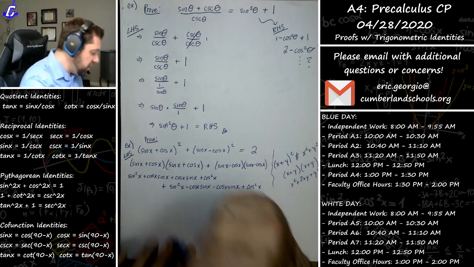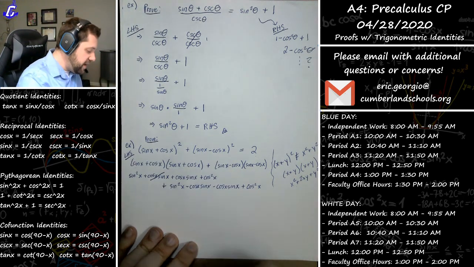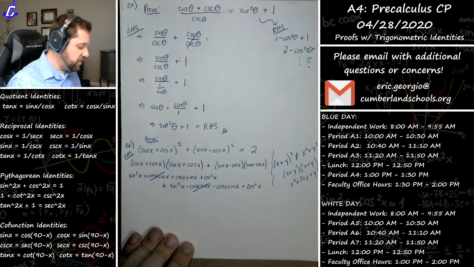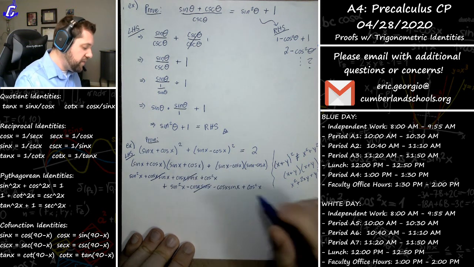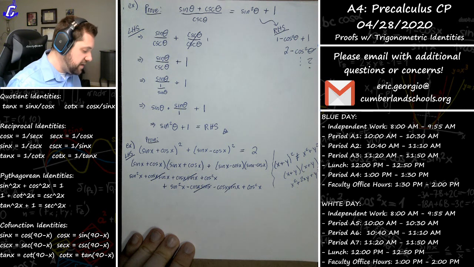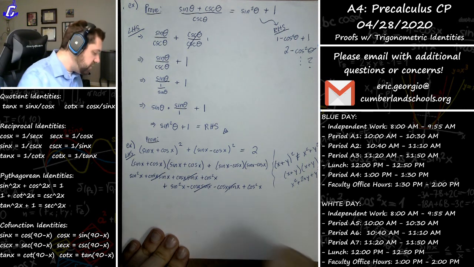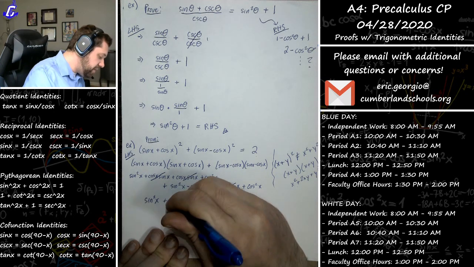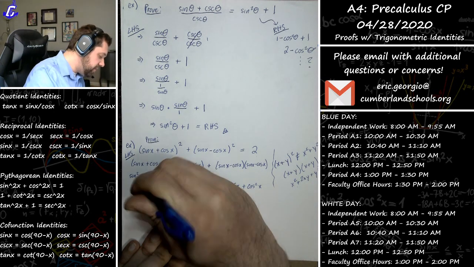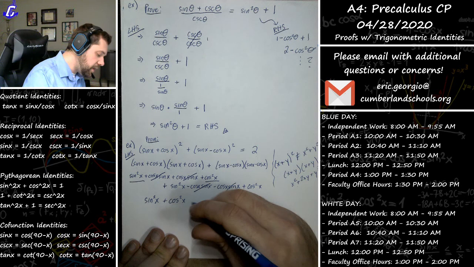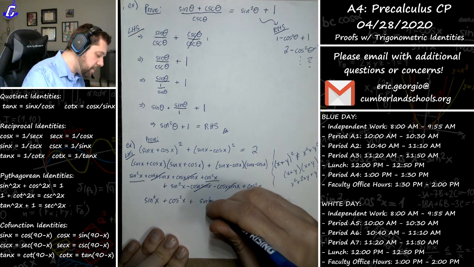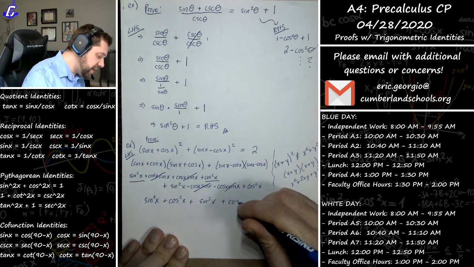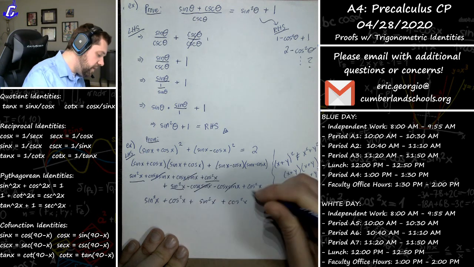But take a look. We have positive cosine x sine x, negative cosine x sine x. Goes away. We have the same thing again. Positive cosine x sine x, negative cosine x sine x. And look at what we have left after we simplify all of that fun stuff. We have sine squared of x plus cosine squared of x. That's this one and this one. Plus sine squared of x plus cosine squared of x again. That's this one and this one.